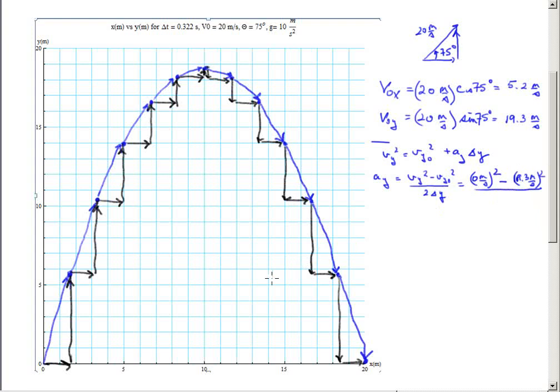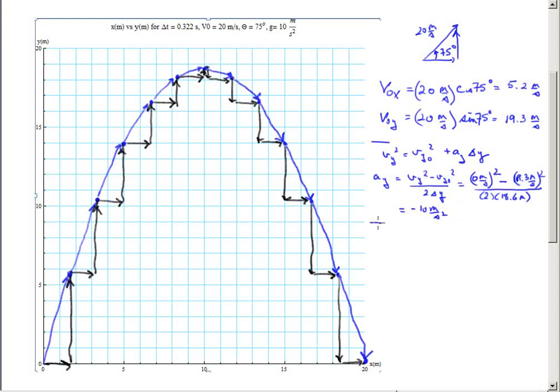And the height reached is about 18.6 meters. You can read that off of here. And so if you do the numbers here, you will get something very close to 10 meters per second per second. That's one way to do it.